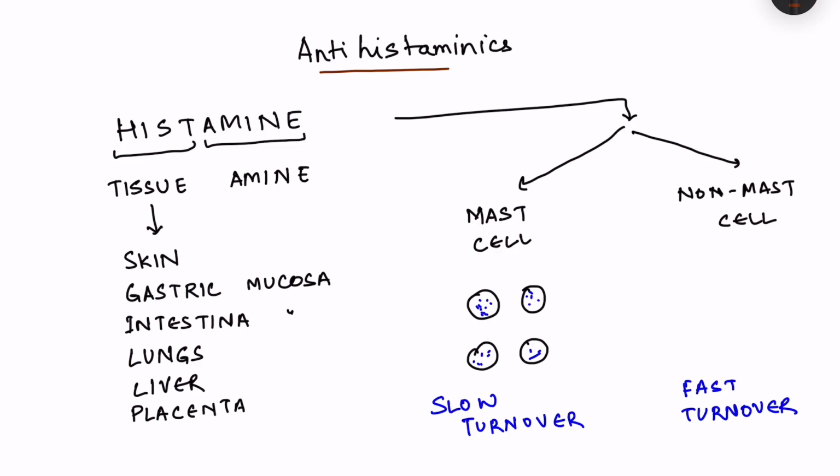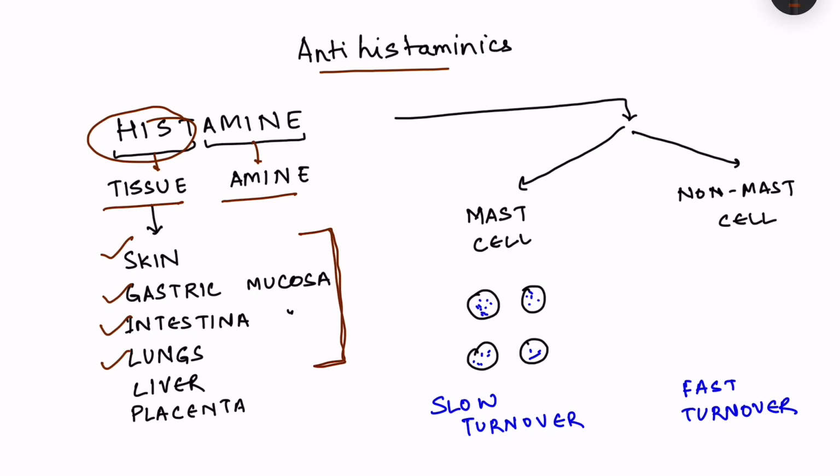Histamine is the name given to a tissue amine, that is the hist is for tissue and amine, that is present in mast cells, especially in skin, gastric mucosa, intestinal mucosa, lungs, liver and placenta. So if you see these tissues, particularly skin, gastric mucosa, intestinal mucosa and lungs, these form the site of entry of foreign substance. And histamine is one chemical which is released in response to allergen. So these form the site of entry of that allergen.